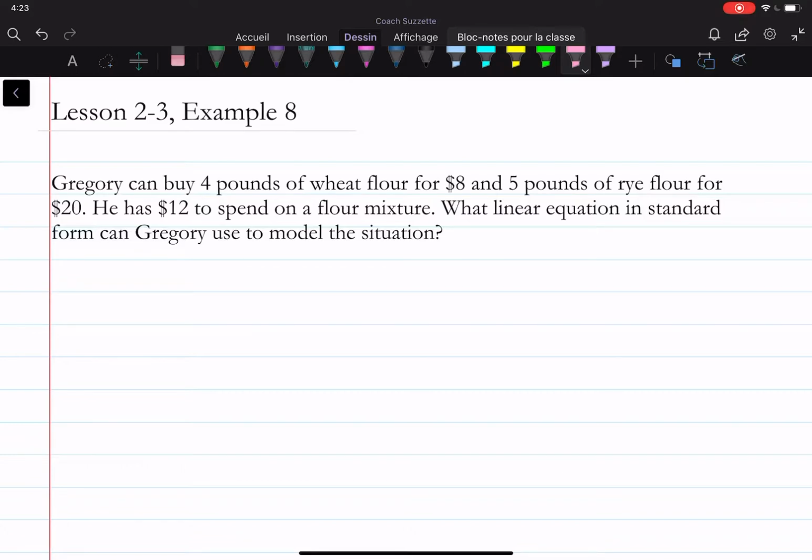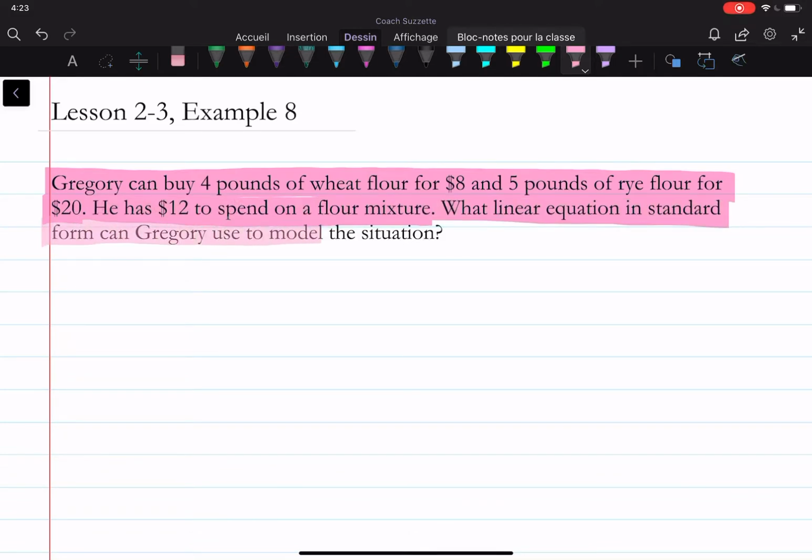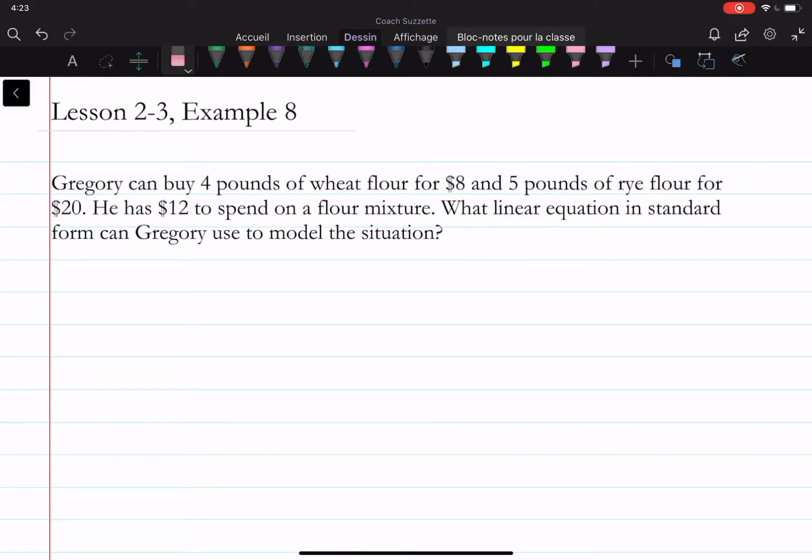We are given Gregory can buy 4 pounds of wheat flour for $8 and 5 pounds of rye flour for $20. He has $12 to spend on a flour mixture. What linear equation in standard form can Gregory use to model the situation? Okay, well, there's a lot of information here. We got to be careful when we break it down.